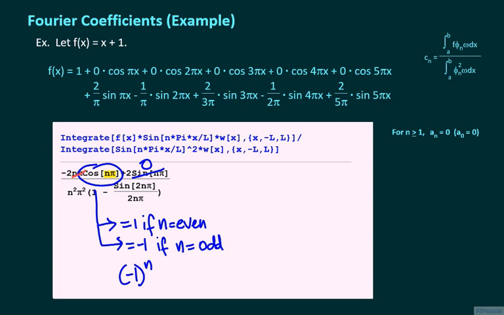The factor n pi cancels out from both the numerator and the denominator. Therefore, b sub n is equal to minus 2 times negative 1 to the nth power divided by n pi. Or we can write this out as 2 times negative 1 raised to the n plus 1th power all over n pi.